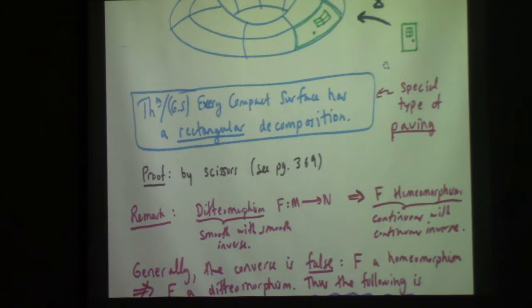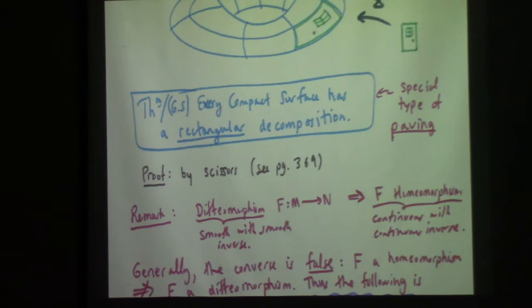Topology is concerned with what are called homeomorphisms. Homeomorphisms are mappings which are one-to-one, onto, and continuous with continuous inverse. But there's no discussion of differentiation in all that, all right? So the notion of homeomorphism is much more flexible, let's say, than diffeomorphism. Diffeomorphism means a bijection that's smooth, a smooth map with smooth inverse.